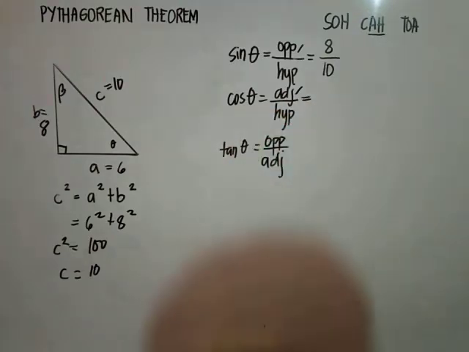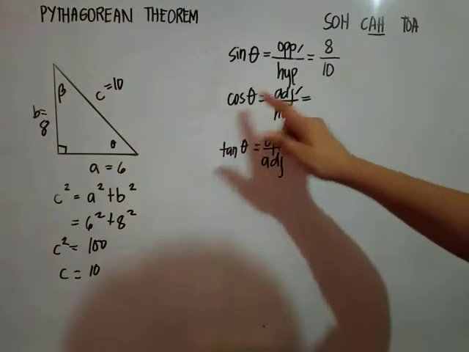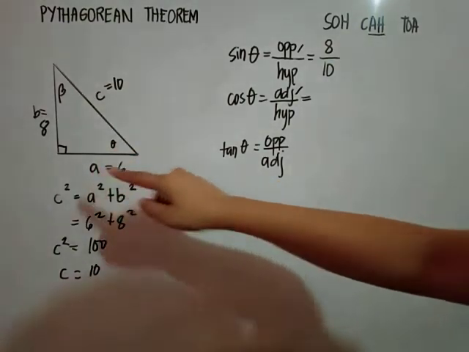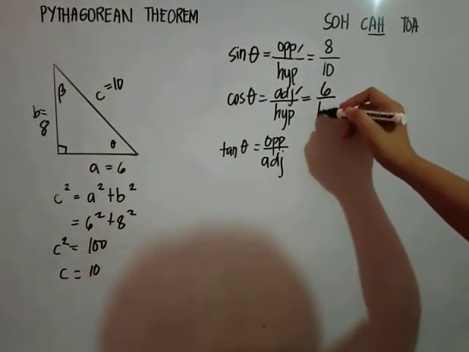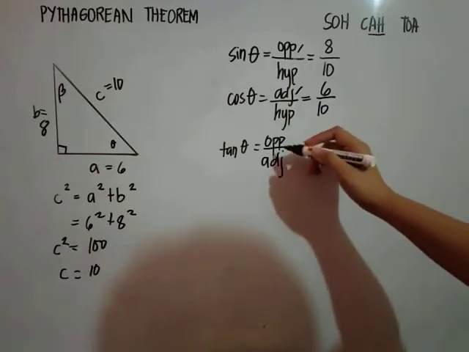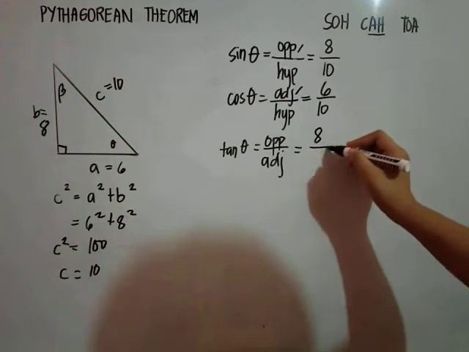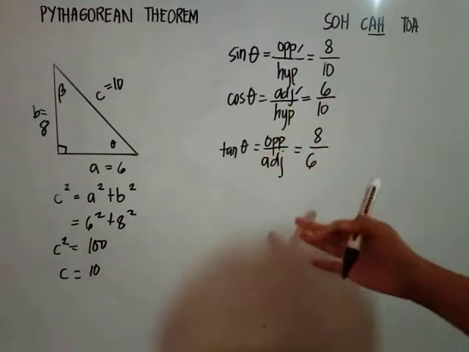So, halimbawa naman, proceed tayo kay cosine theta. Pinakuha sa atin yung cosine theta, which is equal to adjacent side over hypotenuse. So, andito yung reference angle natin. So, the adjacent side would be equal to 6. And then, yung hypotenuse natin is 10. Then, sa tangent naman, opposite side over adjacent is we have 8 over 6. So, meron na tayo nun.